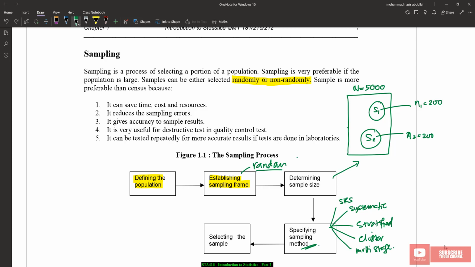Once we have specified our sampling method, we can begin to select the sample and begin the data collection. There are a lot of data collection methods, either face-to-face, questionnaire, observation, or focus group, and so on.